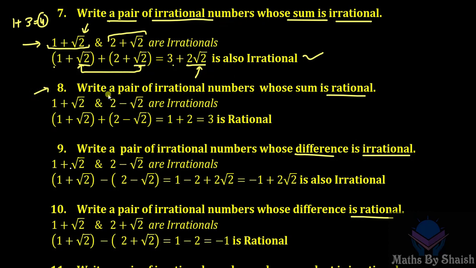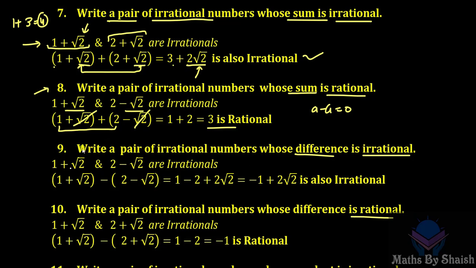For the 8th one, write a pair of irrational numbers whose sum is rational. If we want the sum to be rational, we need to get rid of the number which makes it irrational. So take root 2 and minus root 2. If we add them, they are opposite in sign, and a minus a is always 0. So root 2 minus root 2 would be cancelled, and we will get only 1 plus 2, which is 3, and which is rational.